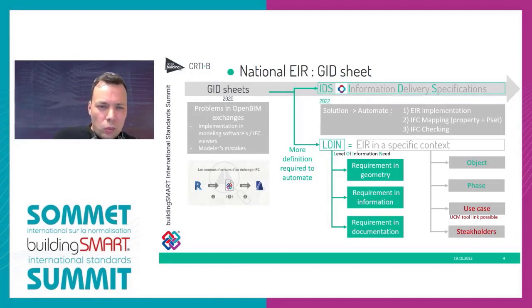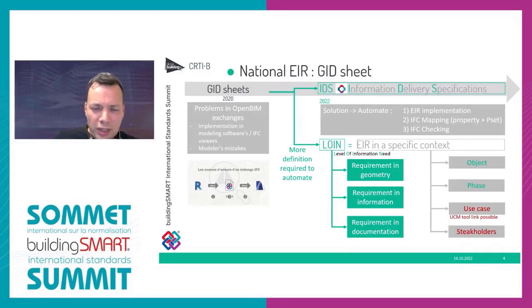To be able to do that, we needed to be more precise at the requirement level. So we use level of information need, which is actually an EIR for a specific context. So we always have the requirement for geometry, information, documentation, sheets by object, and splitting the requirement by phase.